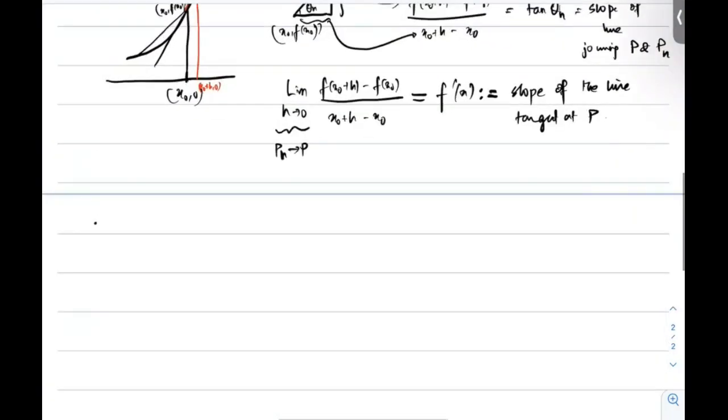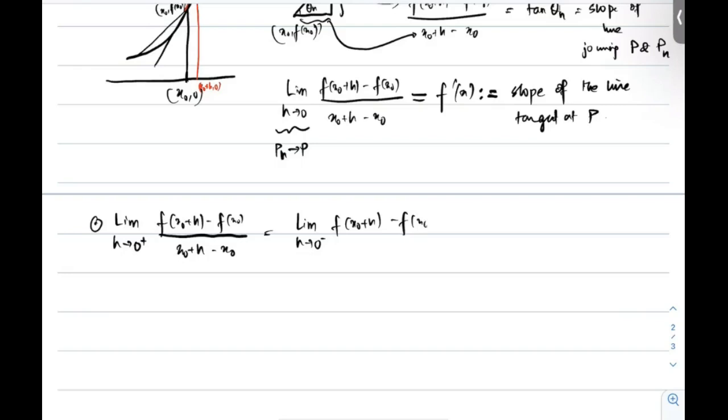But the basic idea is that both limits must exist. So essentially differentiability is nothing but a limit problem. So f of x naught plus h minus f of x naught by x naught plus h minus x naught is this, and the limit as h goes to 0 from the plus side must also be equal to the limit from the minus side. This must be equal to some single number, and that number is called f dash x.